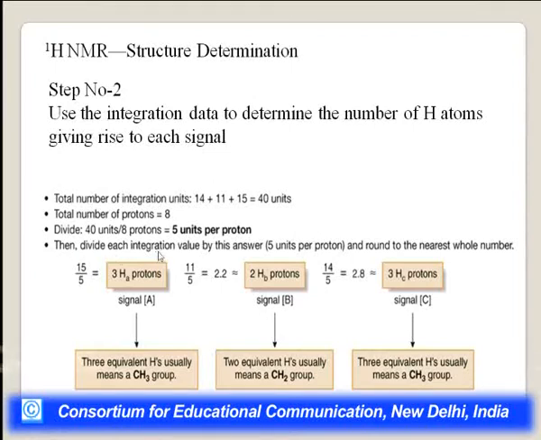So divide each integration value by this answer, that is 5 units per proton, and round to the nearest whole number, as we have done in the previous case also. How many protons do we get? 3 protons on signal A, 2 protons on signal B, 3 protons on signal C. So 3 equivalent protons, usually we can say it will be a methyl group, CH3. 2 equivalent protons we can easily say it will be a CH2 group, and 3 equivalent protons again we can say it will be a methyl group. Let us say these are the possibilities.